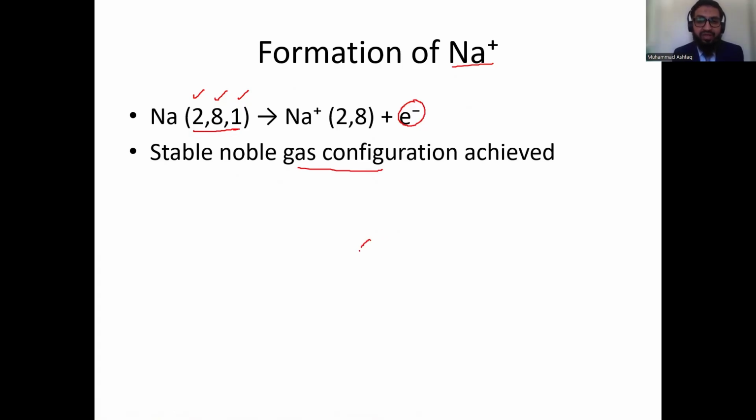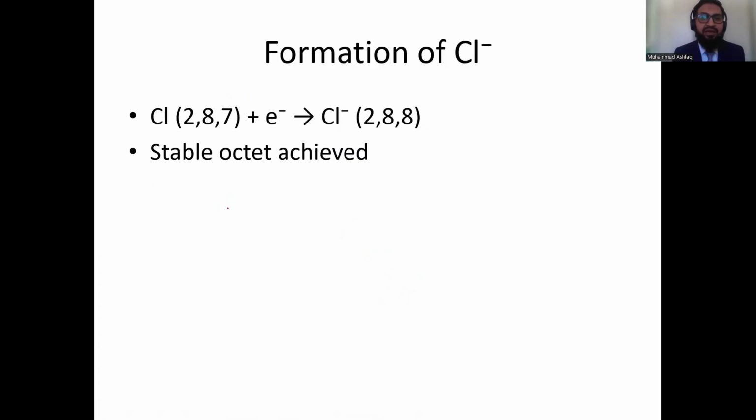According to that rule, if an element has 8 electrons in its outermost shell, it becomes stable, because all the noble gases in group 0, or what we call group 8, are unreactive and stable. Now let's see the case of chlorine. It has 7 electrons in the outermost shell, so by adding 1 electron it becomes 8 and converts into a chloride ion. A stable octet is achieved by gaining an electron.